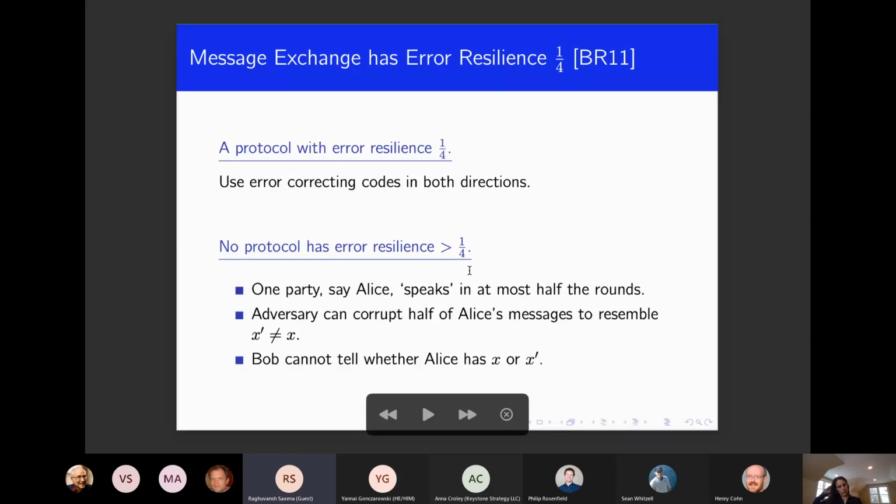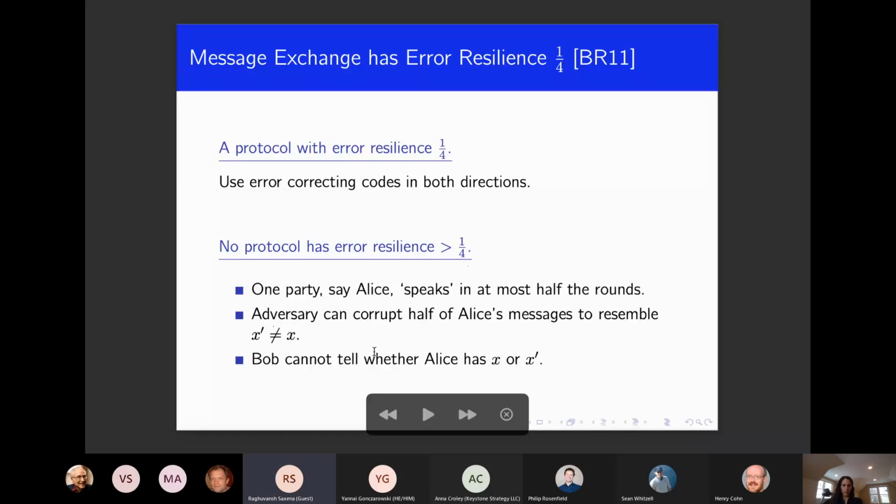So one thing that the adversary can do is corrupt the first half of Alice's messages to not resemble her true input x, but to resemble a fake input x prime. And he will let the other half of Alice's messages be the same. So the first half of Alice's messages will resemble the fake input x prime, and the other half will resemble her true input x. And now Bob receives half messages that say that Alice's input is x prime and half messages that say that Alice's input is x, and he cannot tell which one is the right answer.